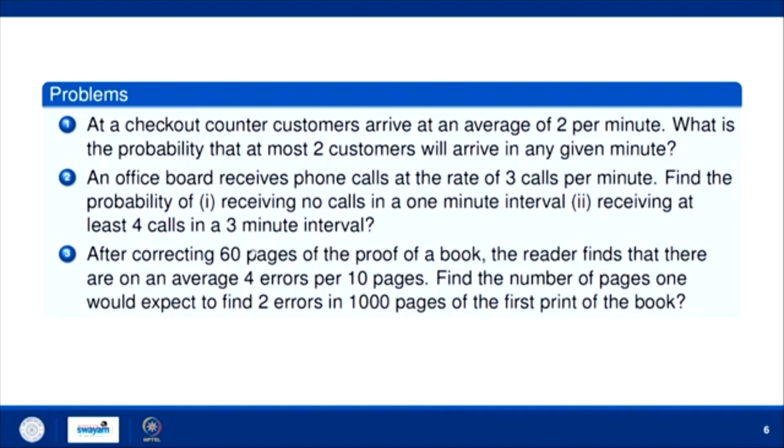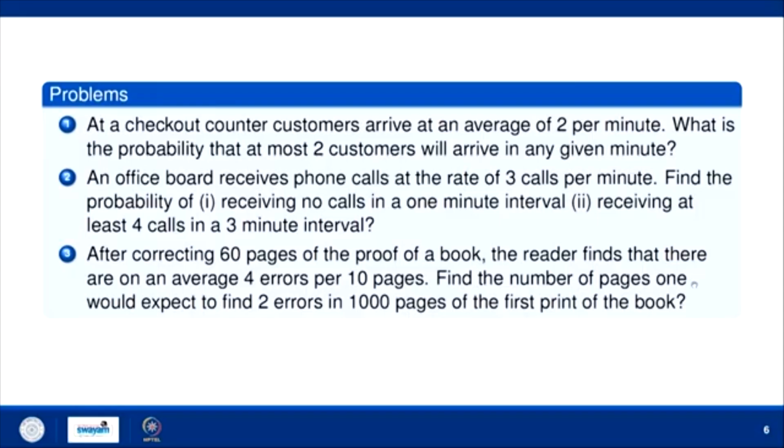Now, in the third problem, after correcting 60 pages of the proof of a book, the reader finds that there are on an average 4 errors per 10 pages. Okay. So, in every 10 pages on average there are 4 errors. So, what will be lambda for this case? Lambda will be 4 upon 10, that is 0.4 errors per page. Okay. We have to find out the number of pages one would expect to find 2 errors in 1000 pages of the first print of the book.